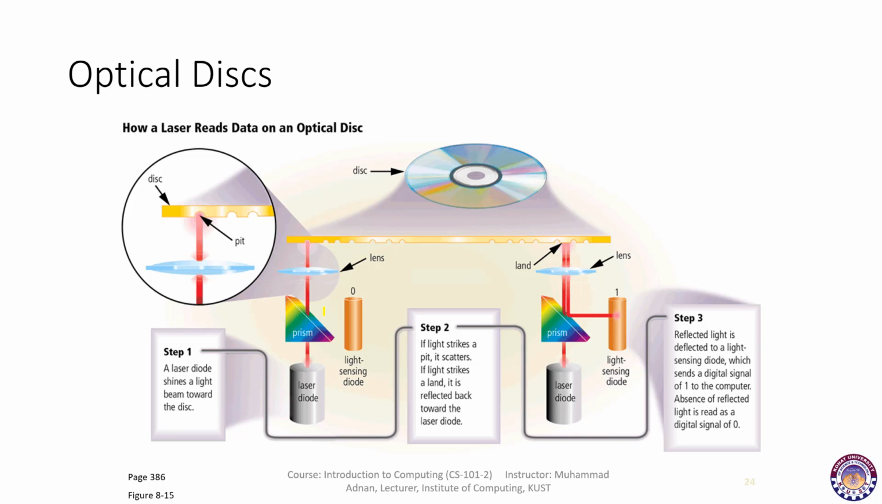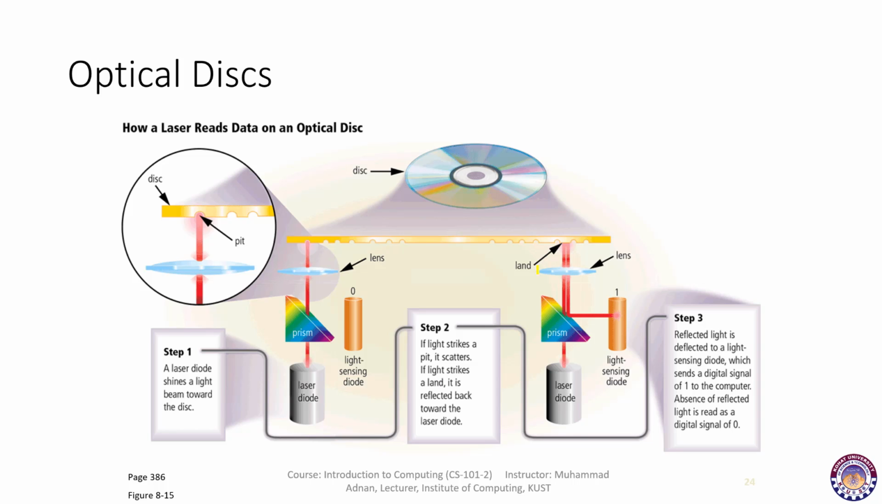So in step number 2, you can see there you have a laser diode and a prism. So the light is shone toward the disc. So this is a light sensing diode. If the light strikes a pit, it scatters. If the light strikes a land, it is reflected back. So if the light strikes a pit, it means that you are storing 0. Otherwise, if it is reflected back toward the laser diode, then you are storing 1, which means that you are storing data in a binary form.